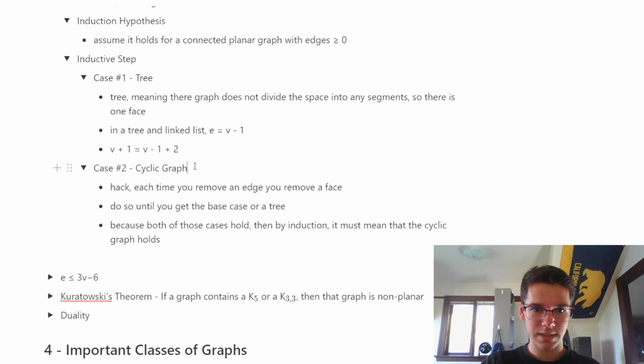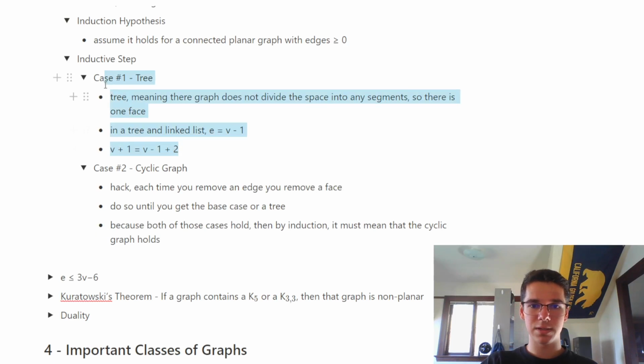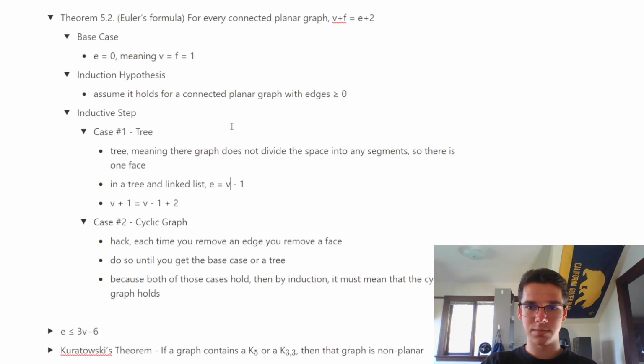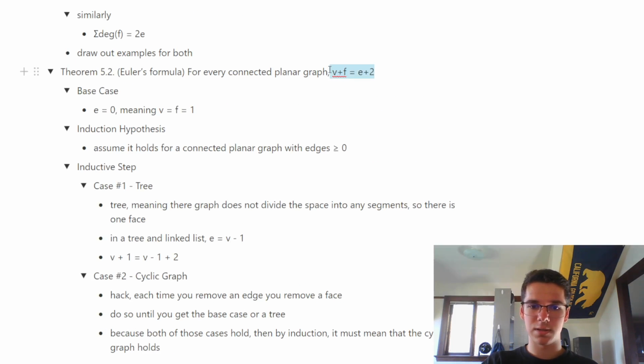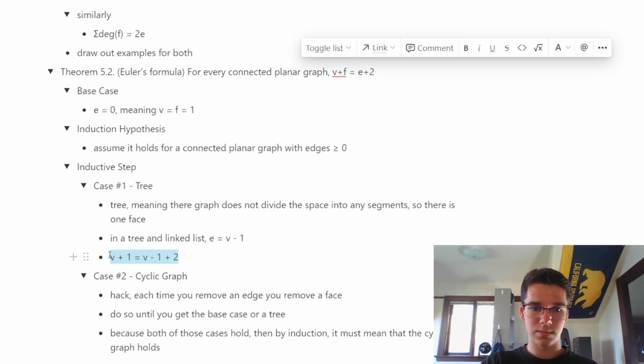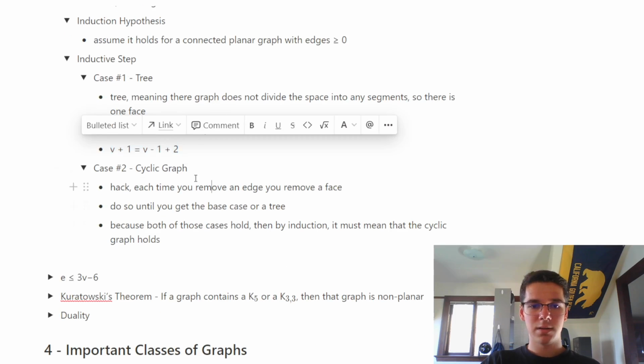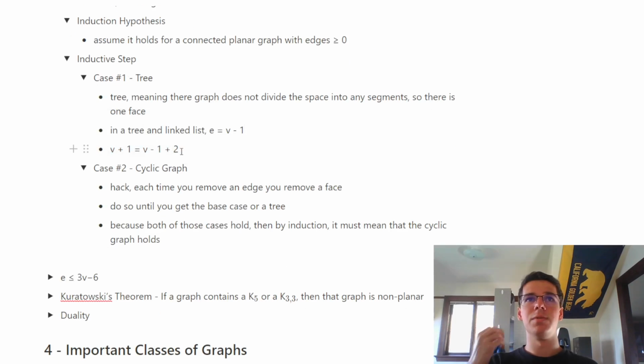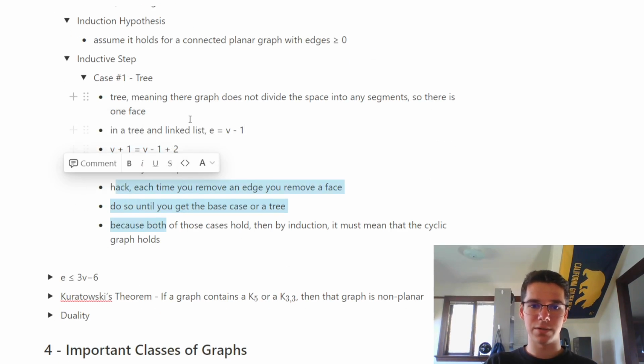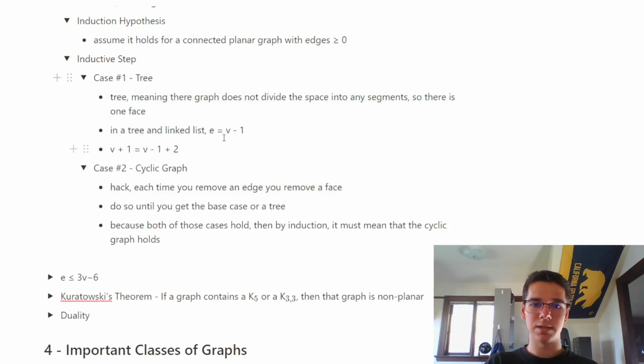And then what if it's the case that we have a cyclic graph? Well, because we proved that trees hold under this condition, and you can take a look at the math here. Basically, we remove edges from our cyclic graph until we get a tree, and then we know that the tree holds, and so we take note to look at when we're adding those extra edges that we removed, the formula still holds up.